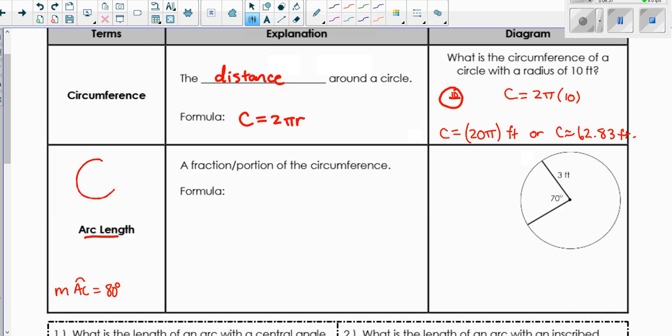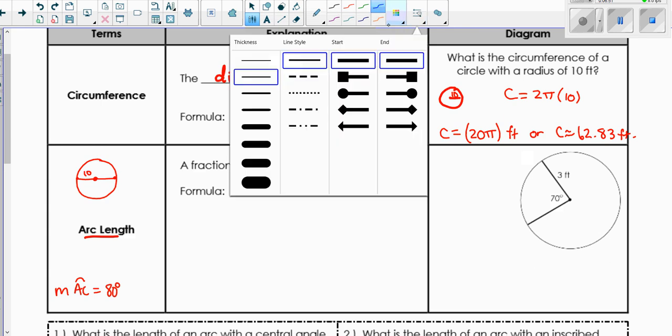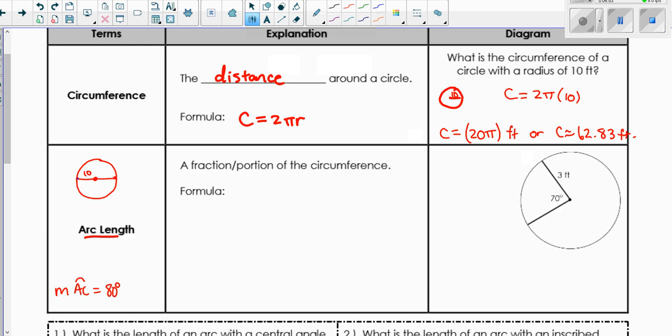Okay, for instance, if this was my circle and the circumference was 20 pi, like in the last problem, and let's say this was a diameter, and this is still your 10 of your radius. If I wanted to find the arc length of half of my circle, I would say, well, my circumference is 20 pi, and I want half of it, which means my answer would be 10 pi. So arc length is really just a fraction or a portion of the circumference.